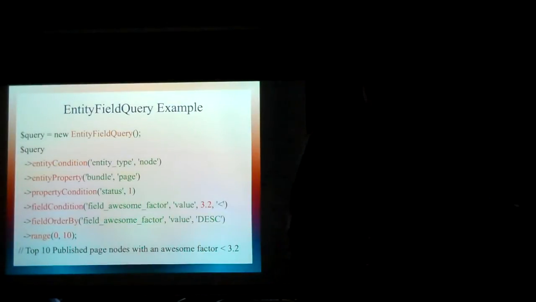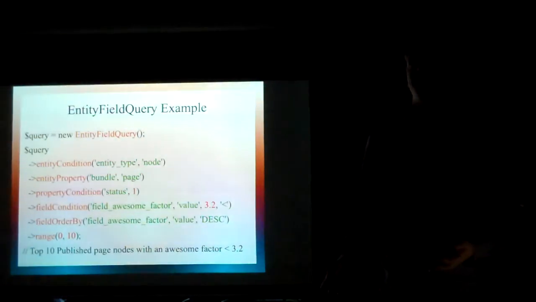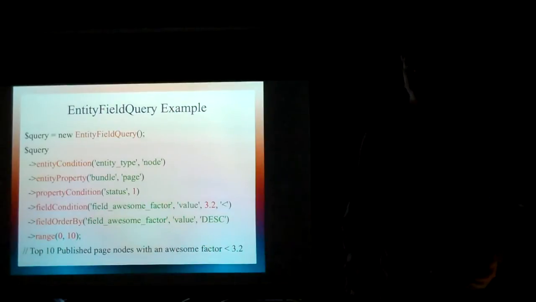Hey, more code. Sorry. So we'll run through this one pretty quickly. It's not that different from building a DB select query. If you've done that before, it actually can be a little simpler because you can do less. But it makes it really simple. So here we're getting the top 10 published page nodes with an awesome factor less than 3.2. We could walk through this, maybe we won't.